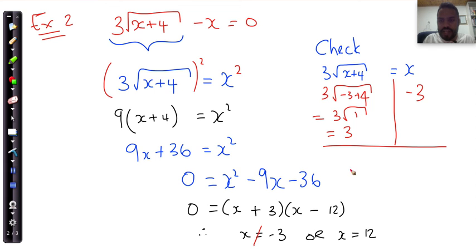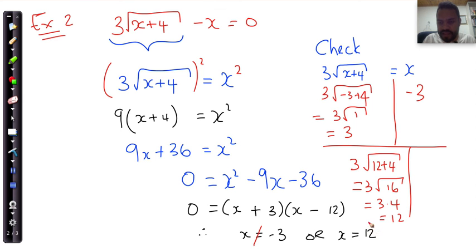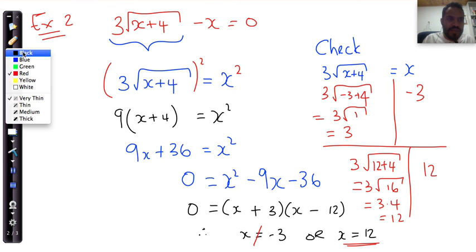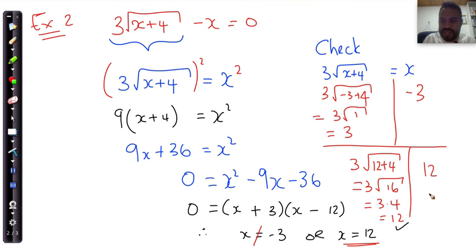Now I'm going to check the value of 12. So I have 3 multiplied by root of 12, this takes the place of the x, plus 4, is equal to x. Let me simplify this. 12 plus 4 is 16, and square root of 16 is 4, so that's equal to 3 times 4, which is simply equal to 12. And then if I take that 12 and put it into x on this side, I get 12. So now you can see when I do my check, I've got exactly the same thing on both sides. That is correct and that is correct. And that's example number 2.